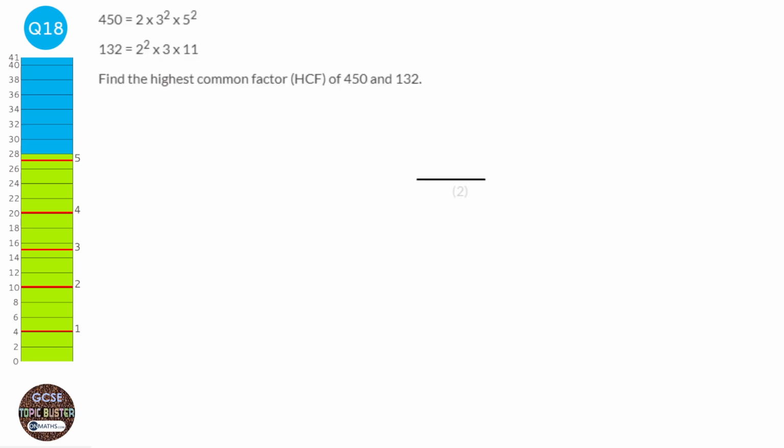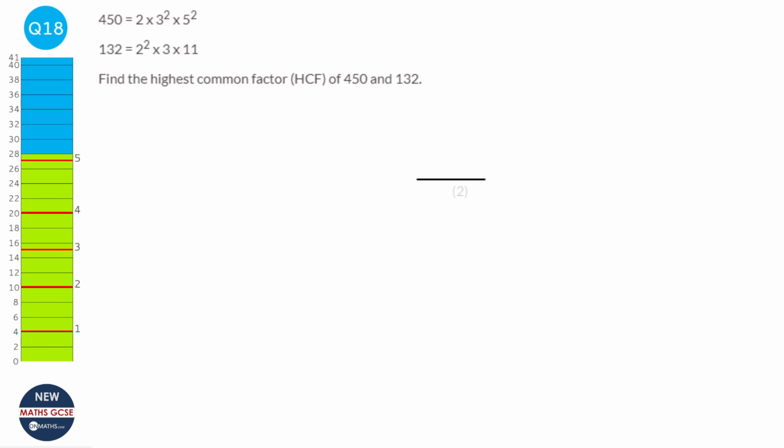This looks like it's a really tricky question, and it is a little bit tricky, but it's a little bit easier than maybe it looks. The highest common factor is found when you have the prime factors, which we do, of two numbers, and you put them into a Venn diagram. Then you can find the highest common factor by multiplying all the numbers in the overlap.